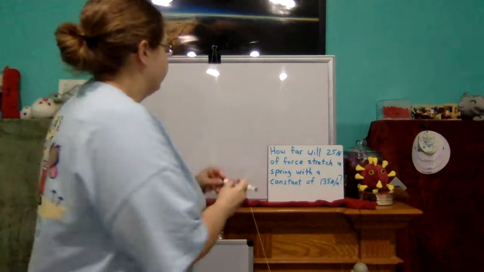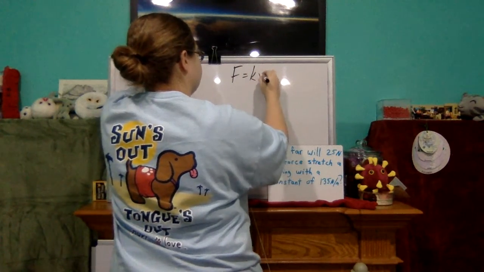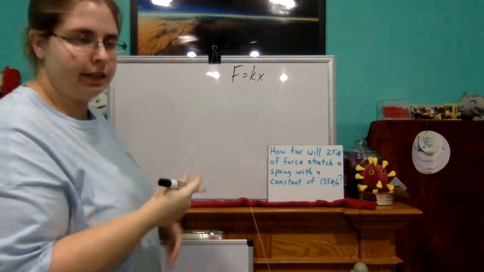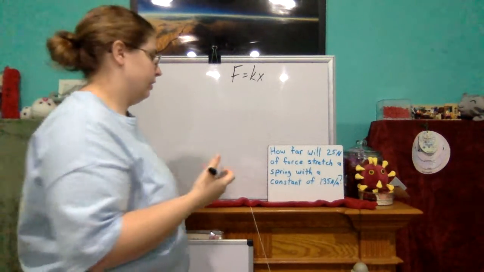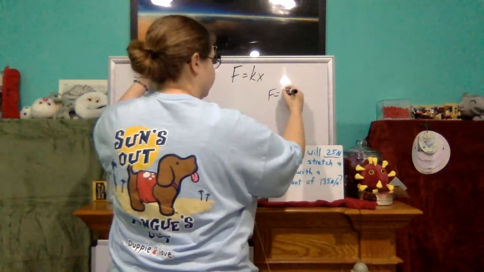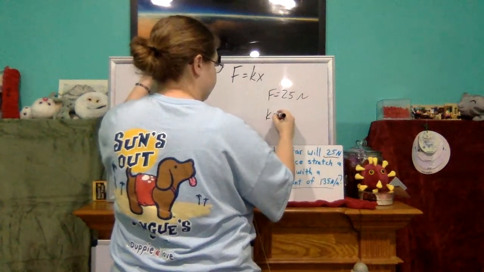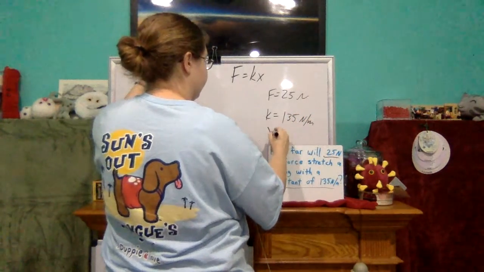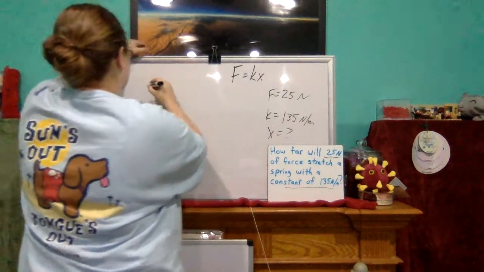Once again, we know our equation. It is force equals spring constant times the change in the length. This time I want to know how far we're going to stretch it. I know my force: force equals 25 newtons. I know the spring constant, 135 newtons per meter. I'm trying to figure out what the change in length is going to be. So that means I have to rearrange this a bit.